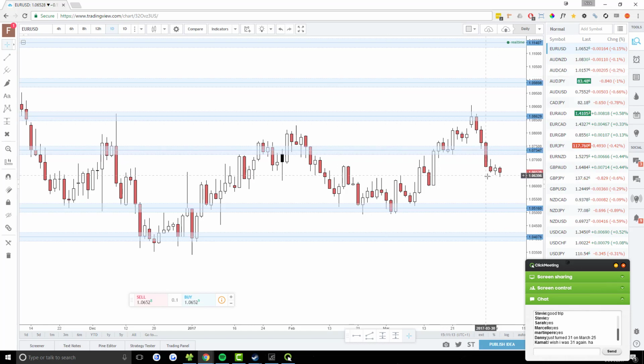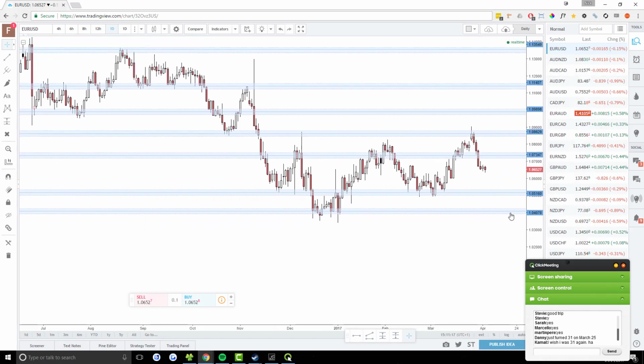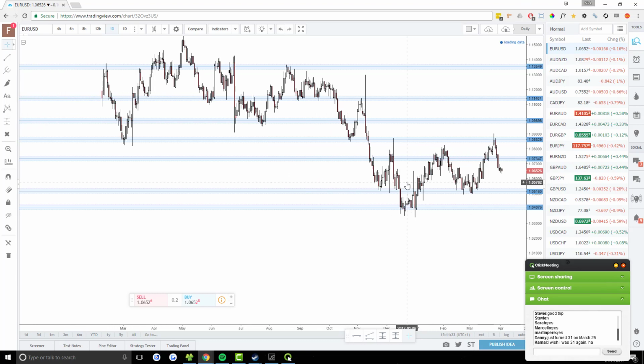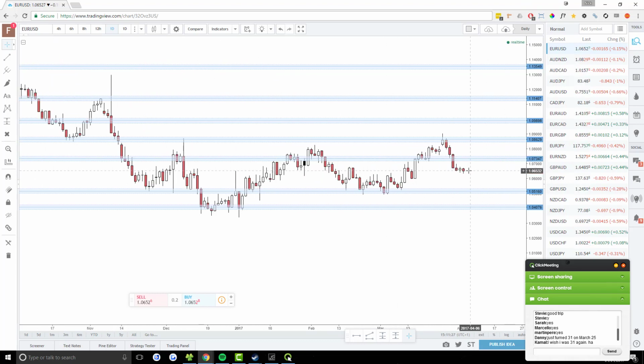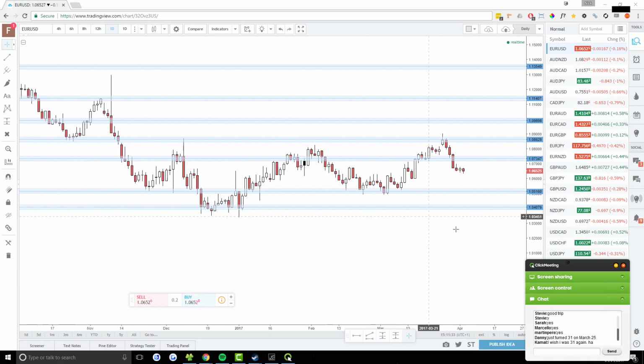Euro USD. What's going on with Euro USD right now? First things first, my support resistance areas are a bit out of date, so I might be updating support resistance areas as we go through. But the Euro USD support resistance areas seem pretty fine, and Euro USD is just sitting in between 2 support resistance areas here. So there's not much going on.